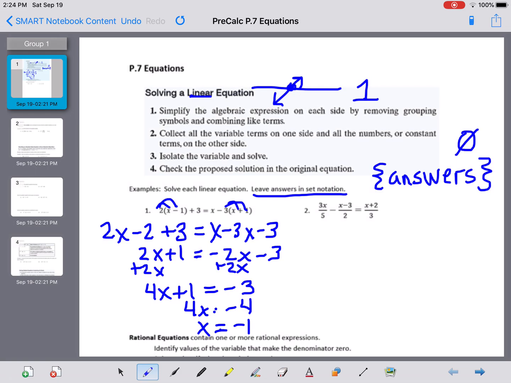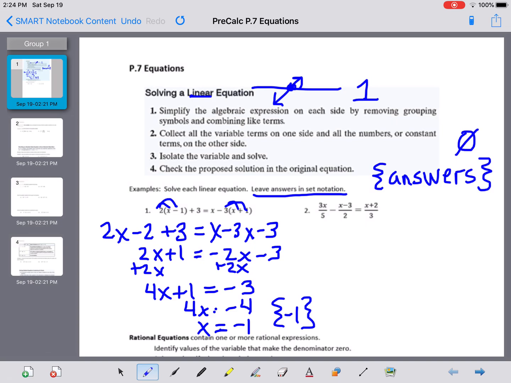Now, to be honest, on a linear equation, if you can solve for it and you did your math correctly, there's about no way that that answer doesn't work. You can always plug it back in and check it, but there's really no red flags on a linear equation that we have to be careful of.